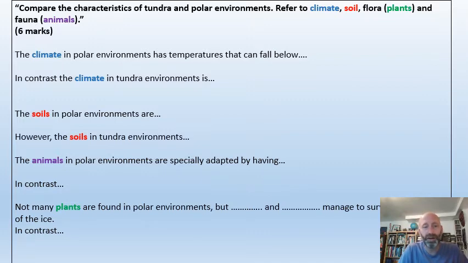Then you might talk about the difference in soils between the two environments. And finally, you might talk about the difference in animals or plants. Okay, so for 6 marks, you would make 3 contrasting or similar points. Okay, so use that to help you answer that question.